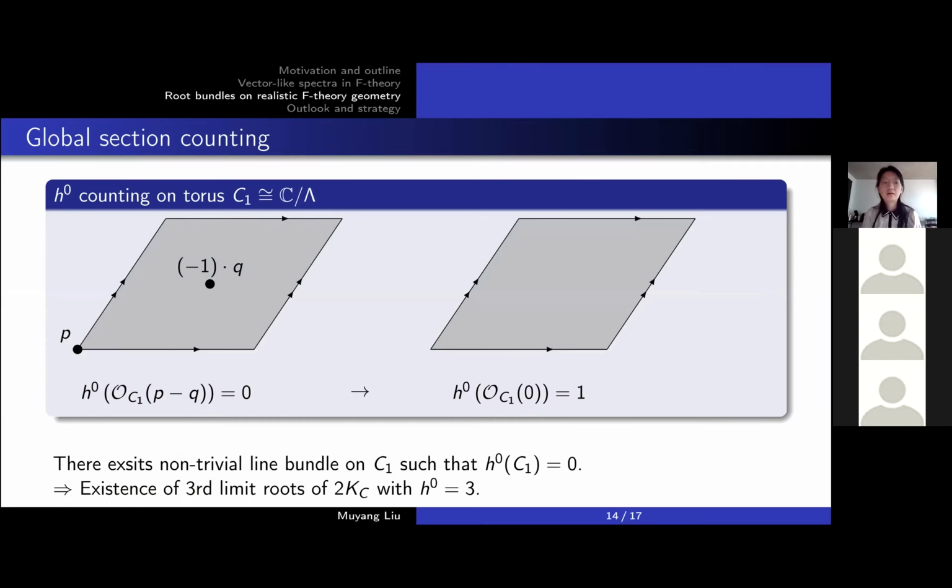So we prove that there exist non-trivial line bundles on C1 such that the H0 counting on C1 is 0. And thus, it proves the existence of limited roots of 2KC with global section counting as 3. And physically, it tells us that we realize exactly 3 generations of quarks on these particular matter curves.